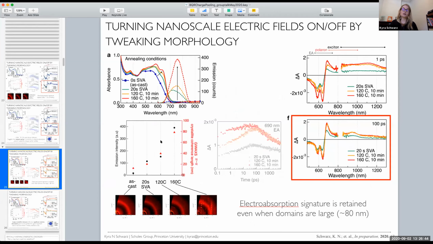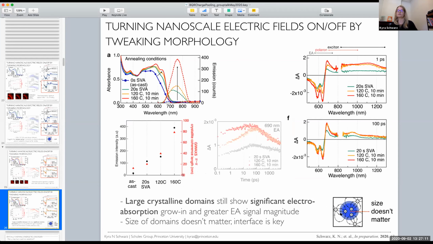And then finally, we did some harsher annealing treatments at high temperatures, and we did not see this effect go away. It's still there. We know from the emission intensity of domains fluorescing and GIWAXS pi crystallite lengths that we're getting really big domains, 80 nanometers in our domains, really pretty crystal scattering, but we still see this electroabsorption. So that tells us that the size of the domain for this sort of capacitor idea doesn't really matter. It's the interface that's doing the work.